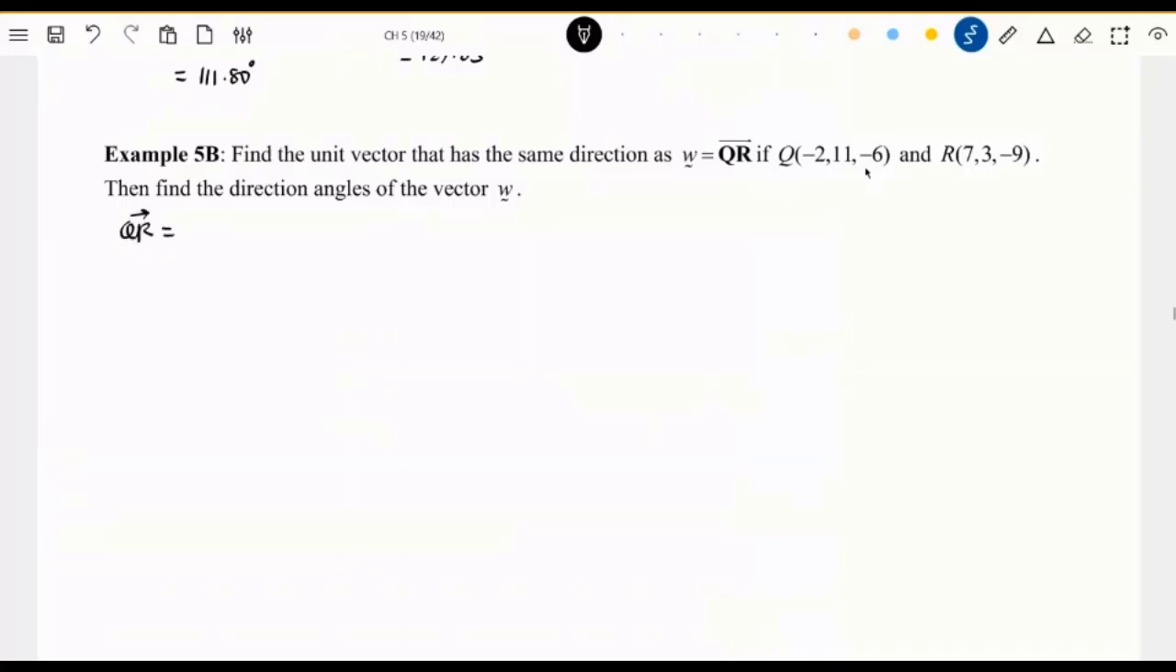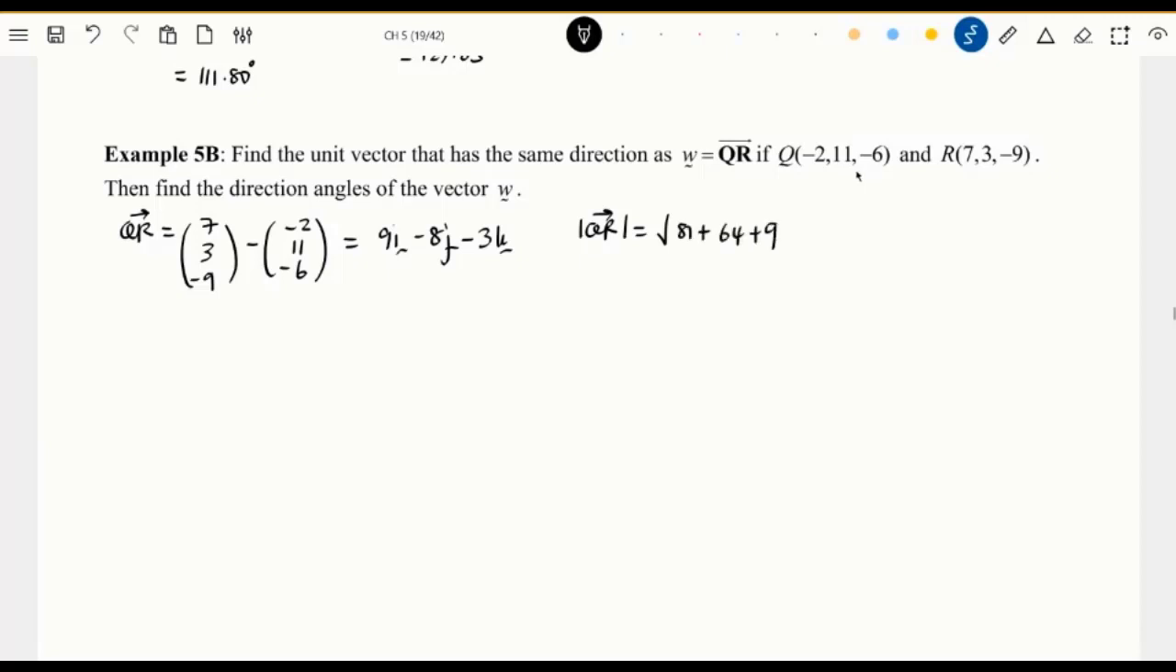Okay, QR sama dengan R minus Q. 7, 3, negative 9 minus negative 2, 11, negative 6. So we end up with the 9I minus 8J minus 3K. Okay, so you have to find the magnitude of QR. Square root of 81 plus 64 plus 9 dapat berapa ni? Square root 154. Tak boleh simplify.